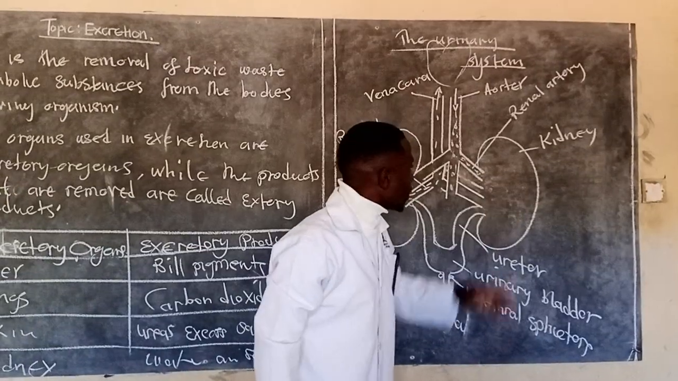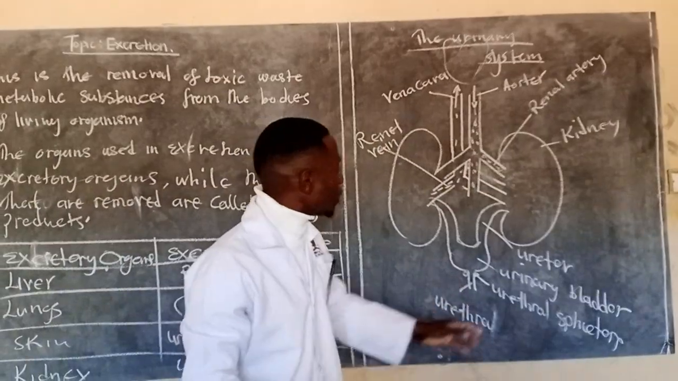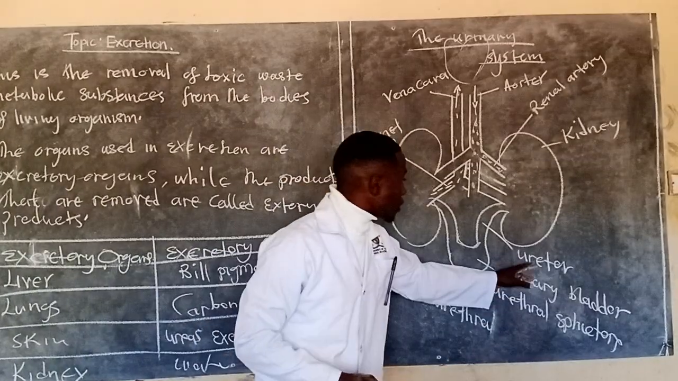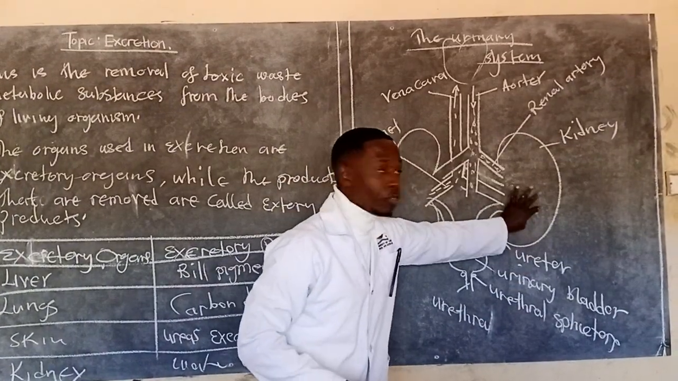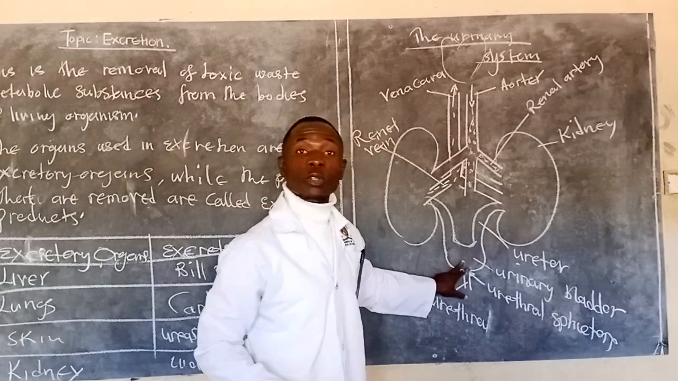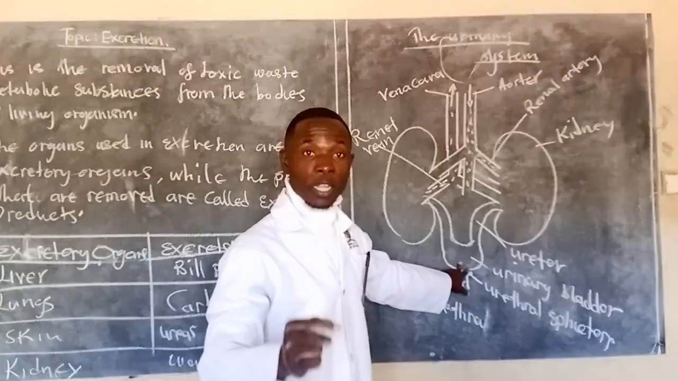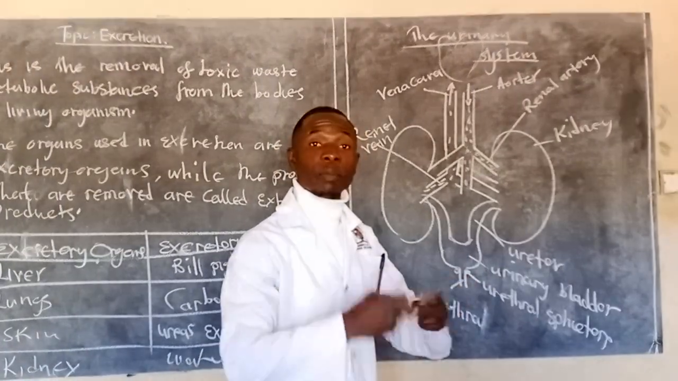Now, we have the kidney. This is where urine is formed. Then we also have what we call the ureter. The ureter is the part that transports urine from the kidney towards the urinary bladder. Therefore, the urinary bladder is the temporary storage of urine. This is where urine is stored temporarily.